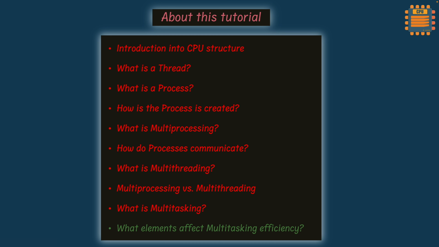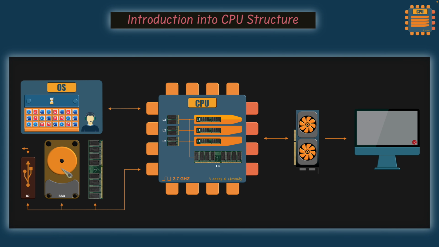Additionally, we'll cover multitasking, emphasizing its significance as the operating system's ability to manage multiple processes and their child threads concurrently, ensuring seamless user experience and system efficiency. Finally, we'll analyze the elements that impact multitasking efficiency. The aim here is to provide valuable insights into enhancing multitasking efficiency and ensuring seamless user experience. Now let's start the tutorial with an introduction into CPU structure.